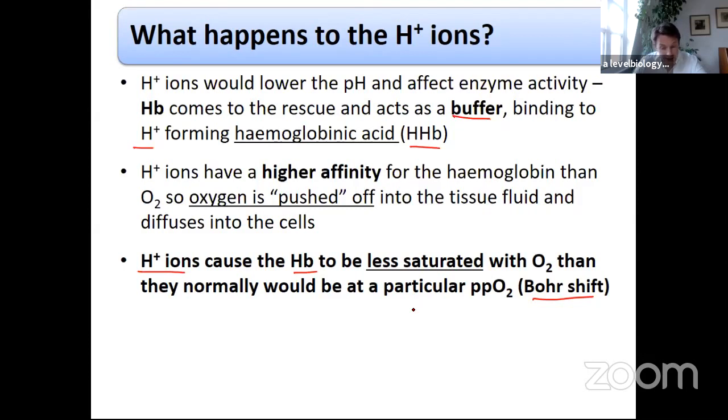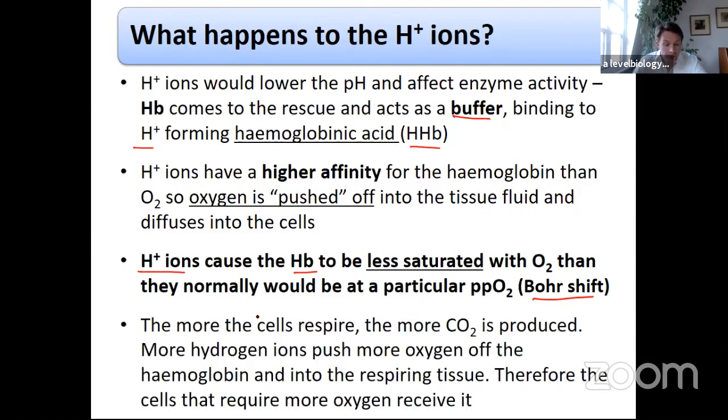which is a terrific adaptation. So the more the cells respire, the more carbon dioxide is produced, the more hydrogen ions push more oxygen off and into the respiring tissue. Therefore, cells that require the most oxygen receive it because they're the ones doing most respiration and producing the most carbon dioxide, therefore lowering the pH. Isn't that amazing?